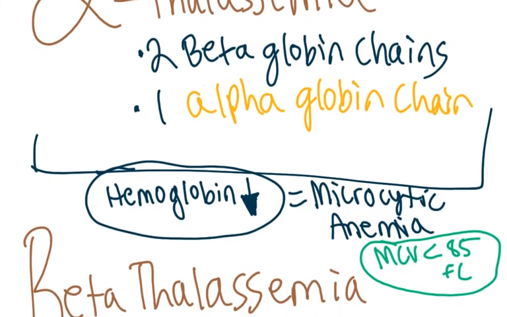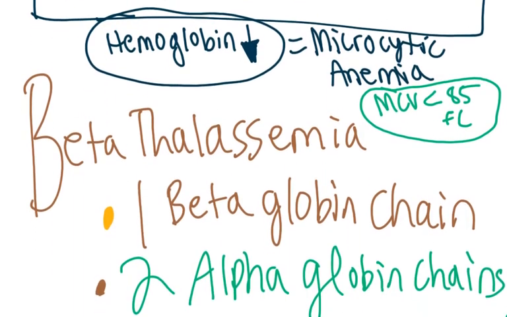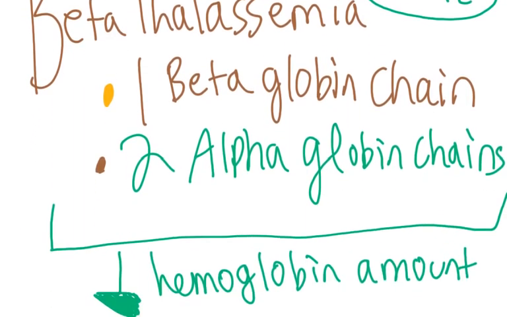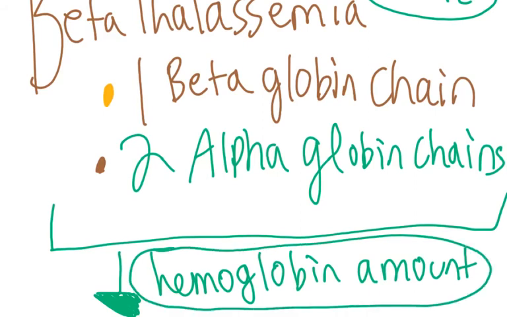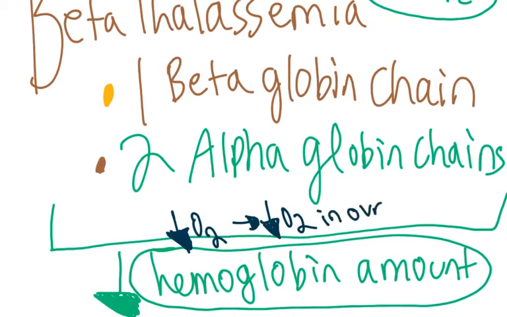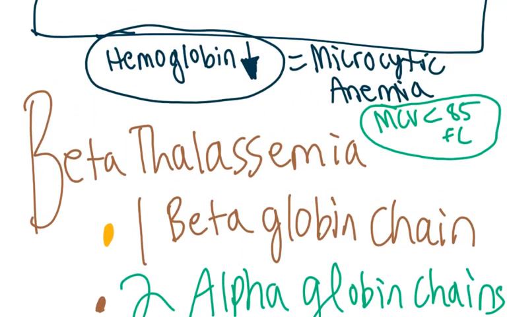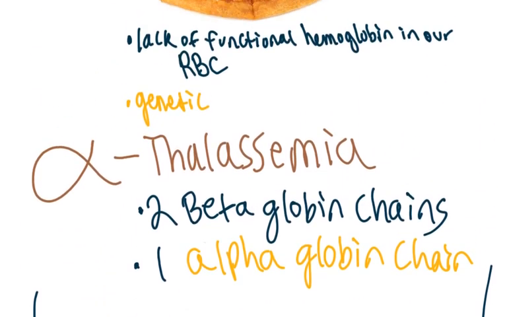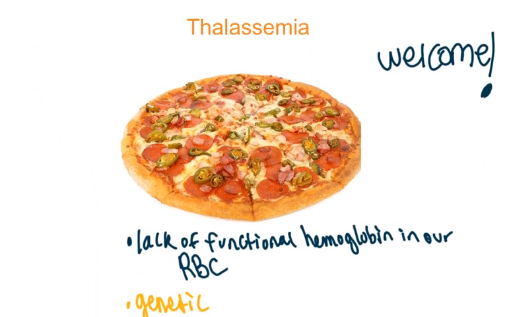And it can be classified as anemia because remember, this leads to a lower than normal amount of hemoglobin. And that's going to lead to a lower than normal amount of oxygen binding to our red blood cells, which means we're going to have less oxygen going to our tissues. So a lack of red blood cells or a lack of functional hemoglobin can be classified as anemia. So that's the basic idea of thalassemia.